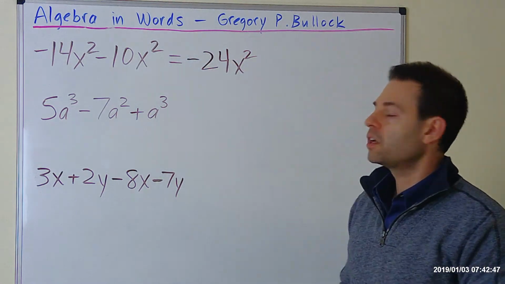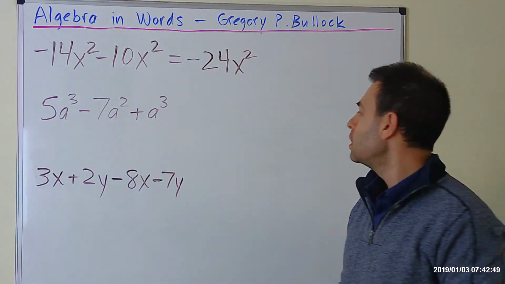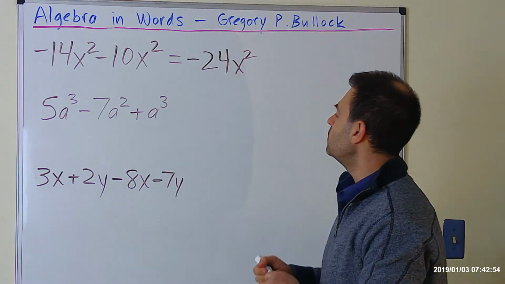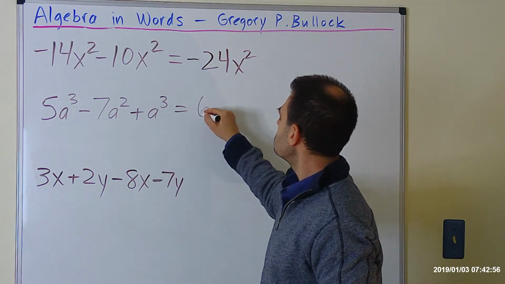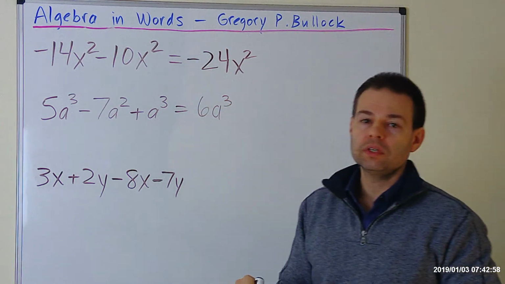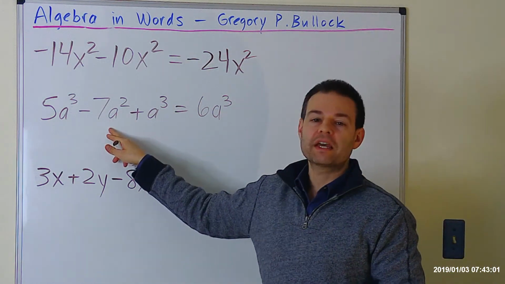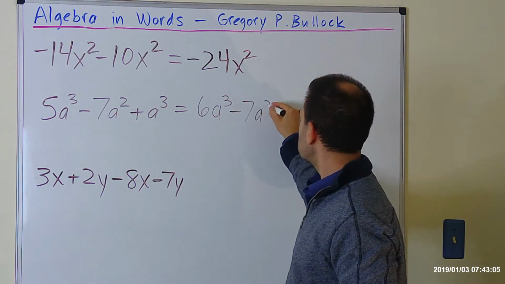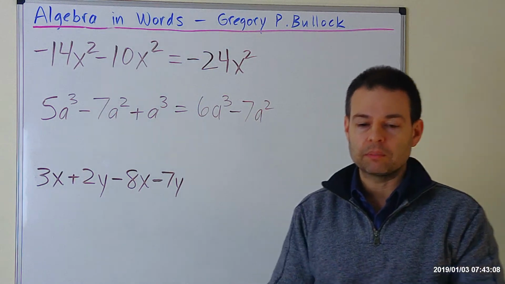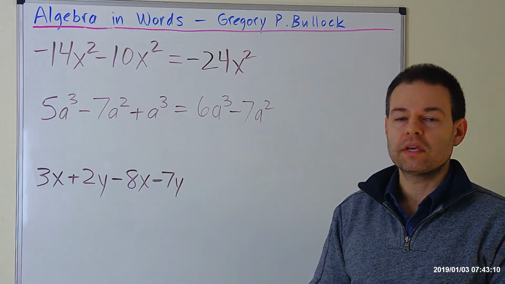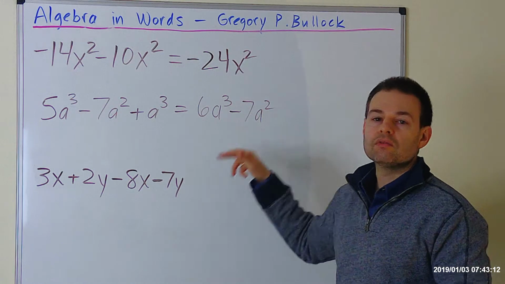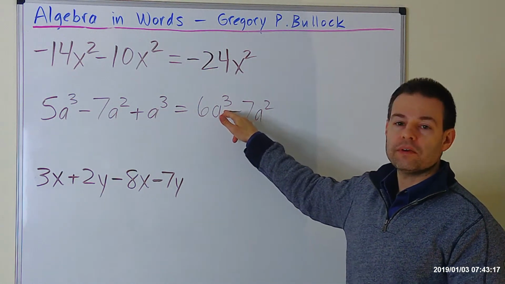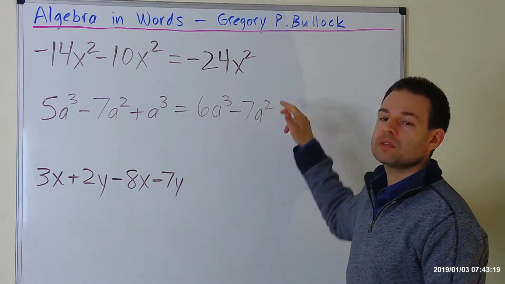So we're going to combine the a cubed terms: 5 plus the unwritten coefficient 1 of a cubed is going to equal 6a cubed. And since there's no other like term with the negative 7a squared, we're just going to rewrite it. Negative 7a squared. And that's the answer to that problem. To point out one quick detail, notice that the way that we write this is in descending order, from the highest exponent to the lowest exponent.